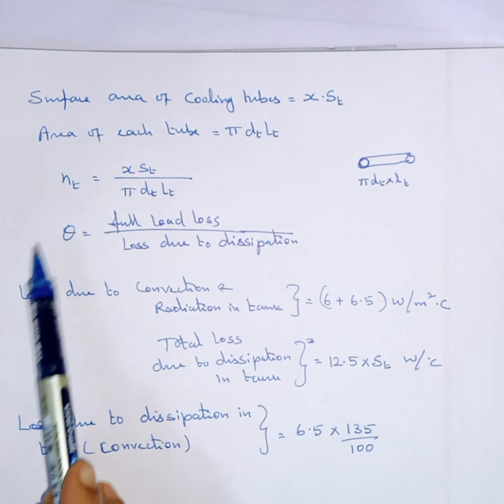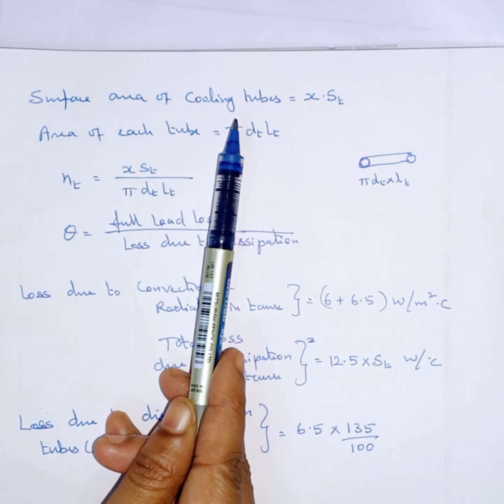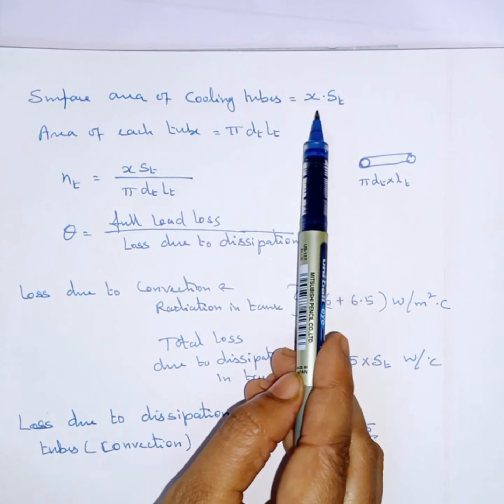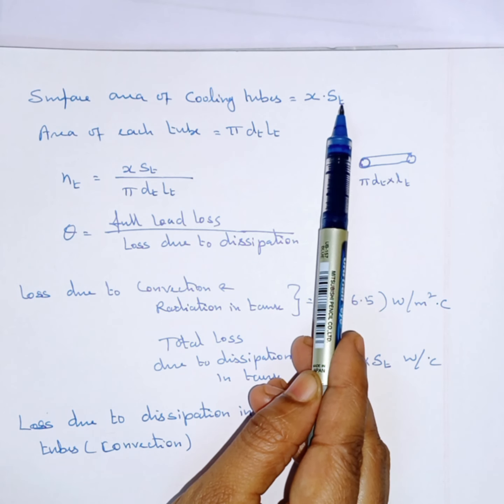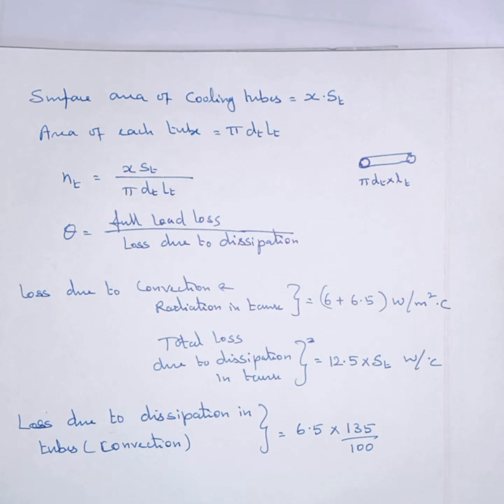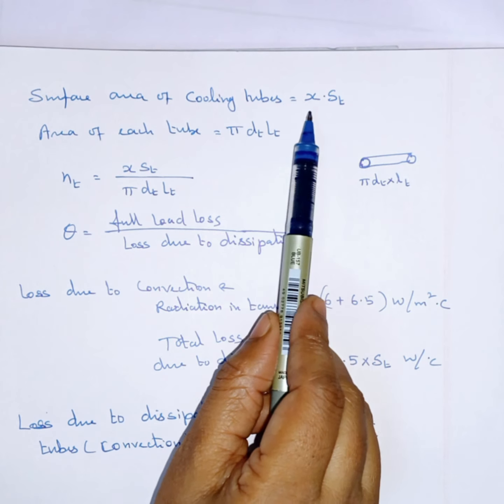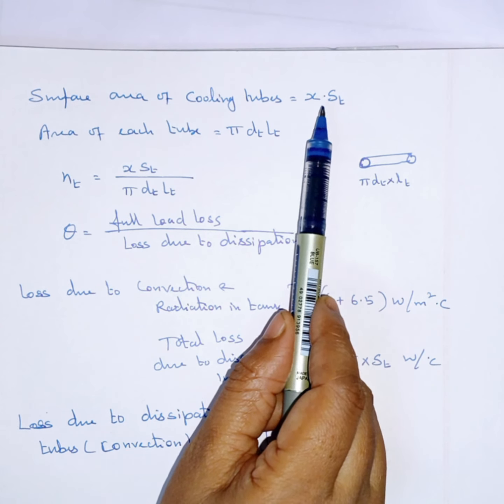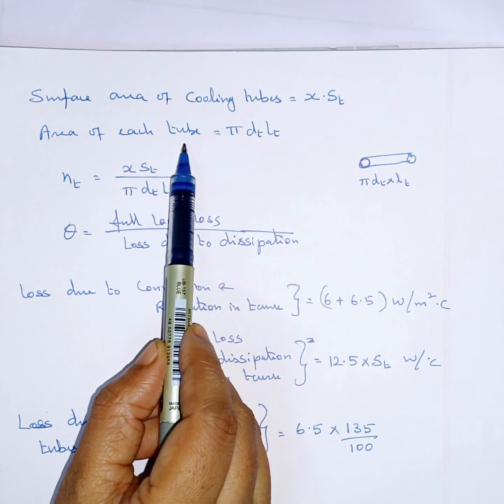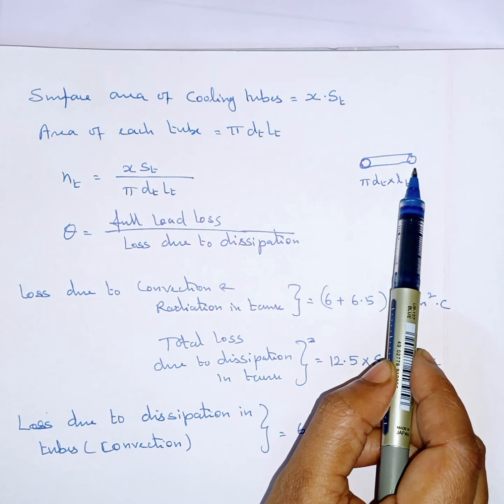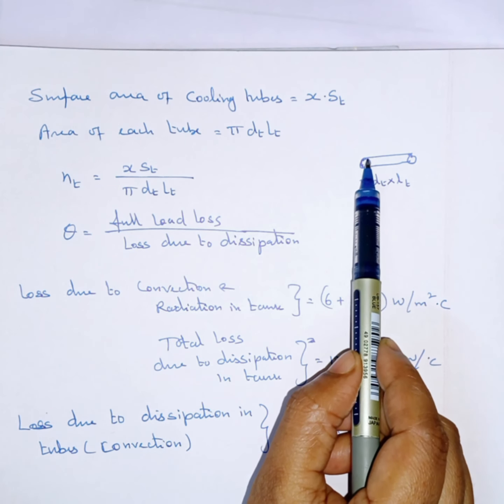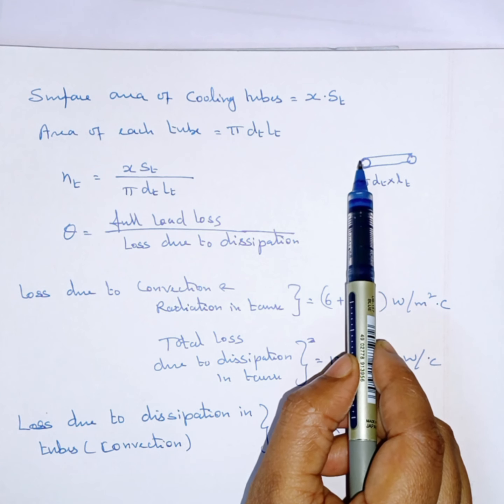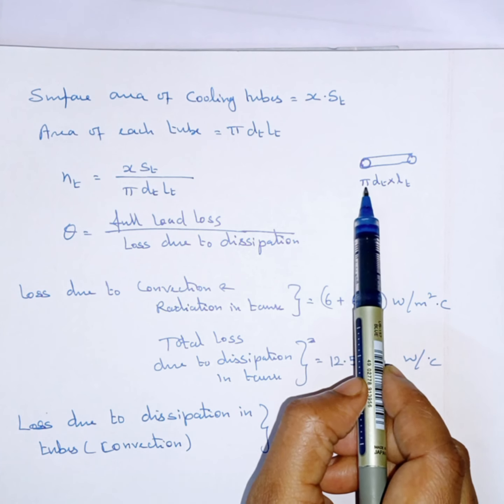Then we can take the surface area of the cooling tubes as X into ST, because we are going to place the cooling tubes around the surface of the tank. Hence, we can take the surface area of the tubes as X into ST. Then the area of each tube. Tubes look like a cylinder, correct? See here. Now, the circumference of a circle is 2 pi r, in terms of diameter it means pi dt.